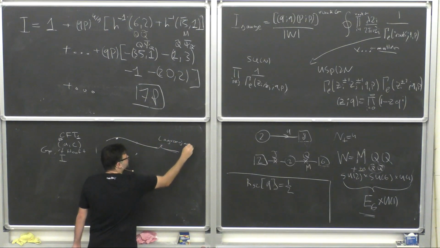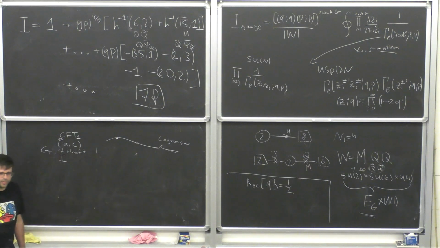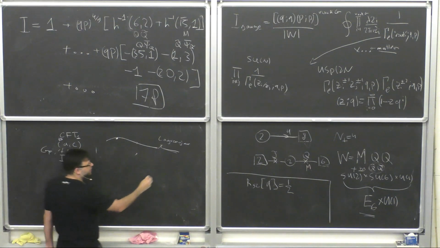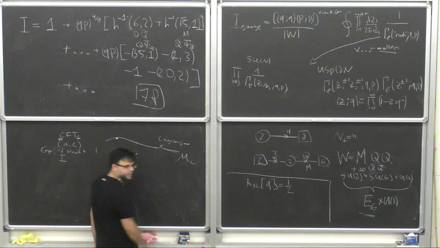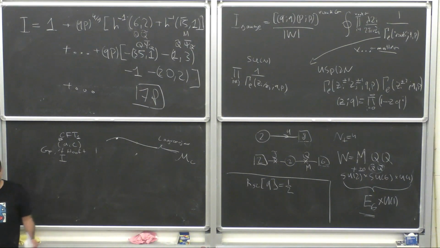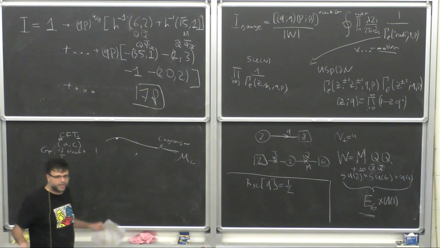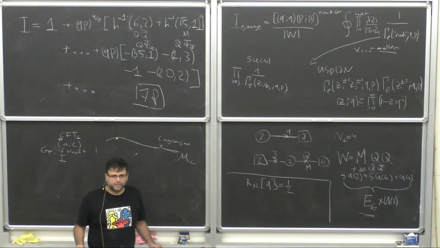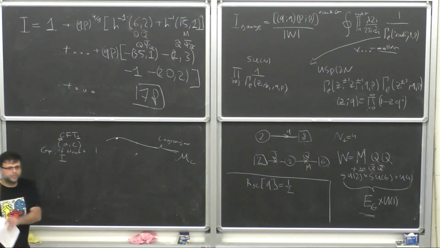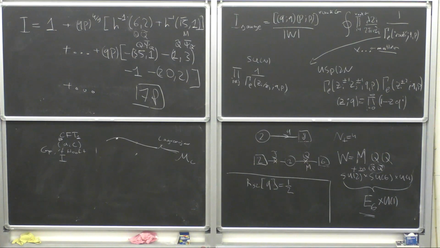This space of exactly marginal deformations that we discussed is typically called the conformal manifold of the theory. A conformal manifold is nothing more and nothing less than the space of all exactly marginal deformations of a theory. And we have discussed how to compute the dimension of this manifold. So this is the question.